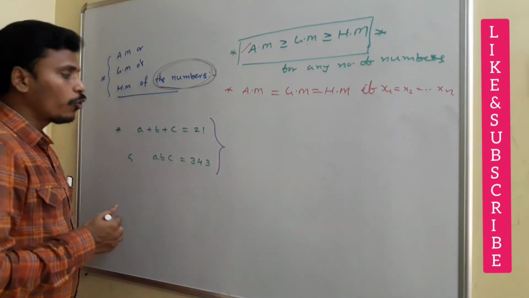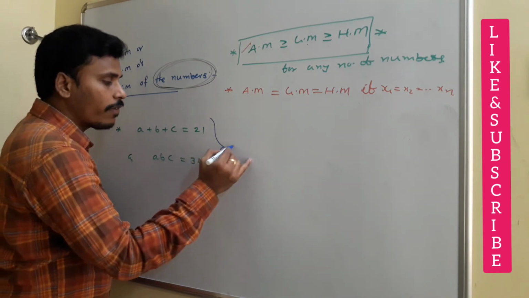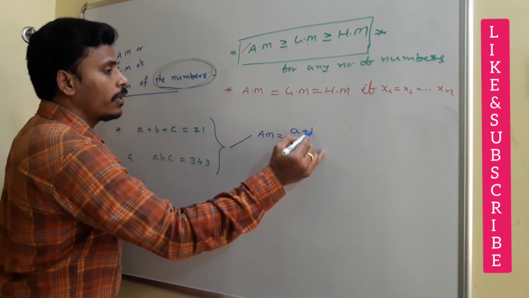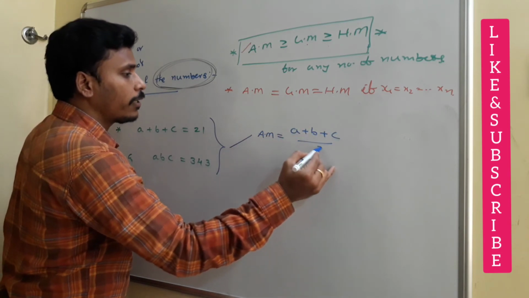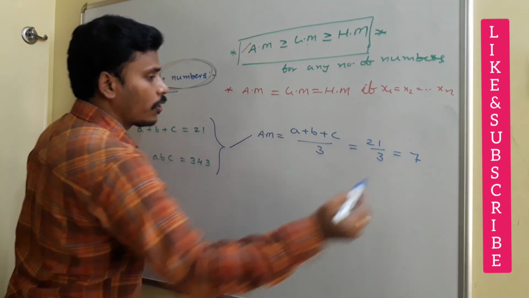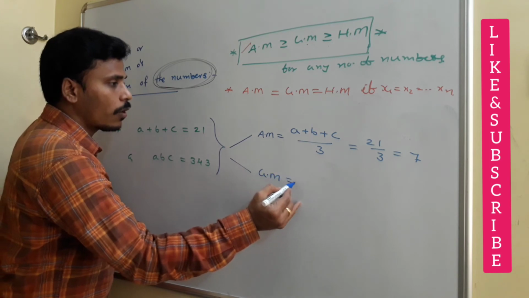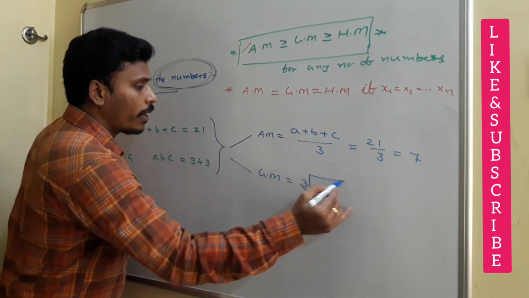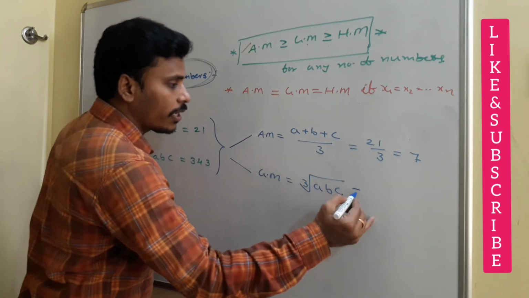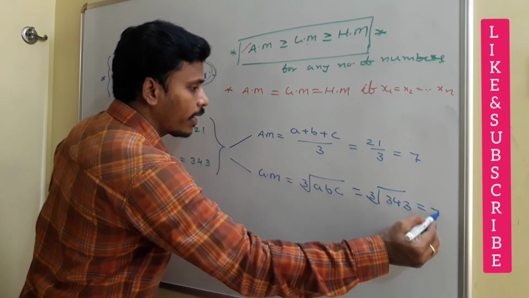For that, what I am going to do is, a plus b plus c is 21 and abc is 343. So I will find the arithmetic mean of the numbers. What is the arithmetic mean? a plus b plus c by 3, and that arithmetic mean is nothing but 21 by 3, which is equals to 7. And next, I will find the geometric mean also. What is the geometric mean? Since we have 3 numbers, it is the cube root of abc. And now here it is the cube root of 343, as the product is given. If you solve, you will get it as 7.